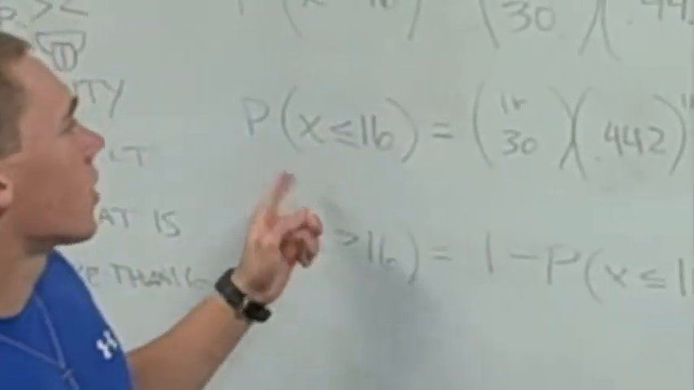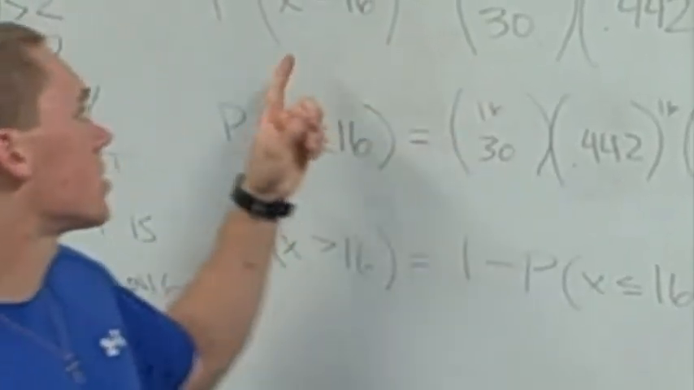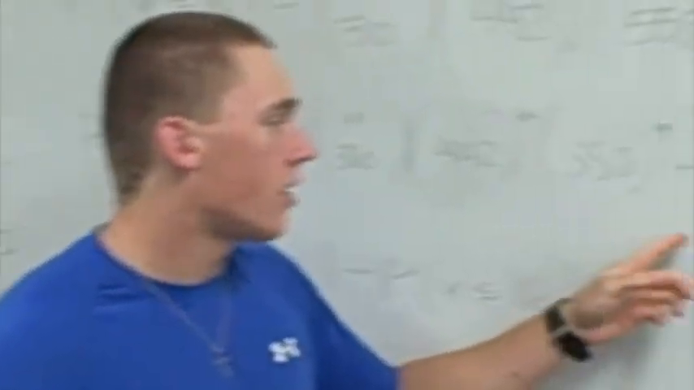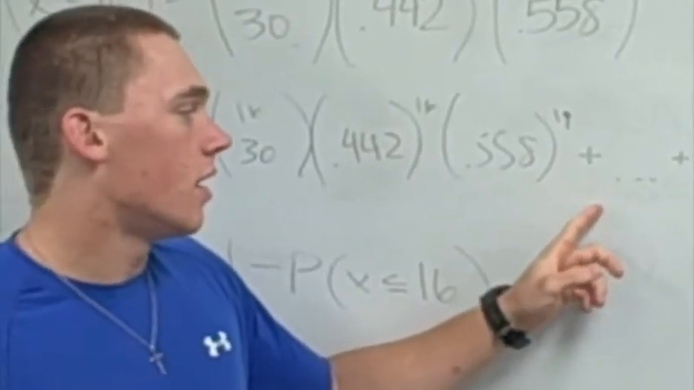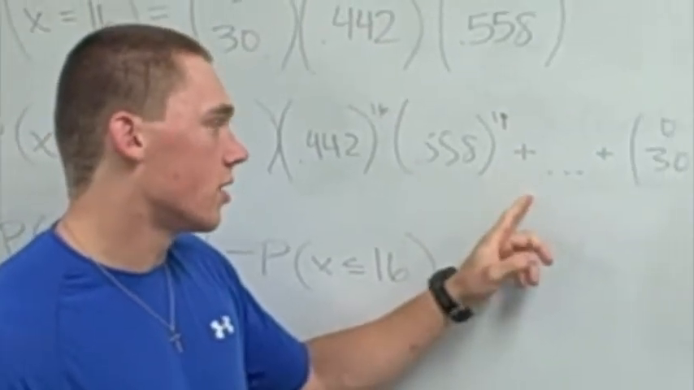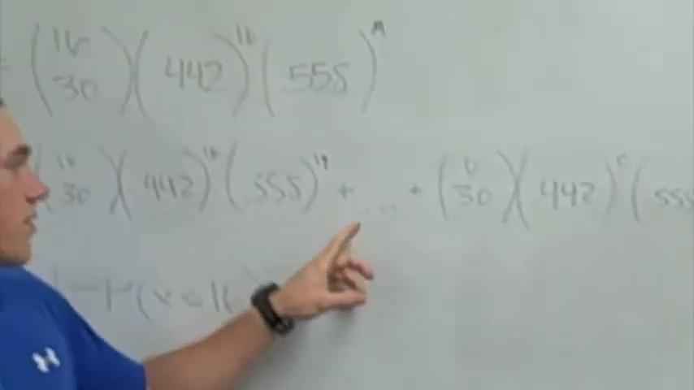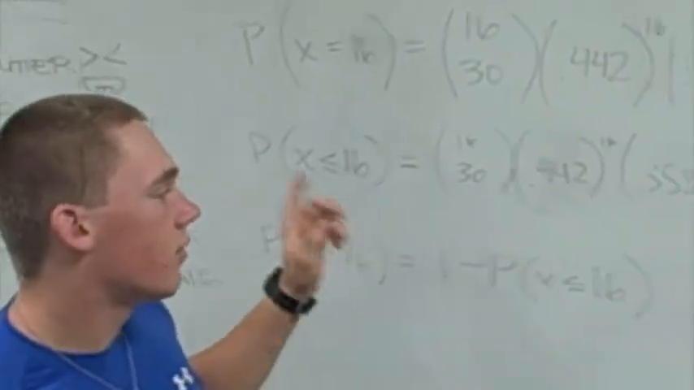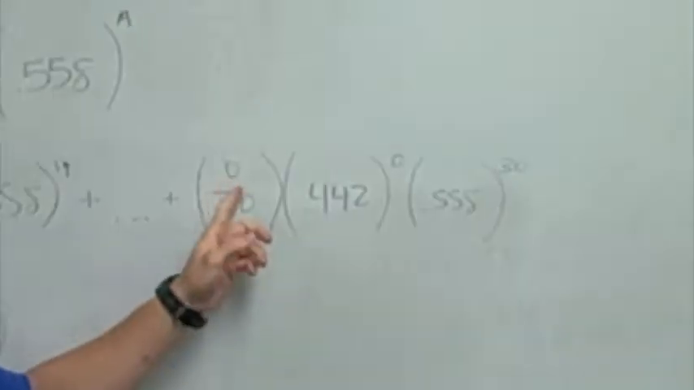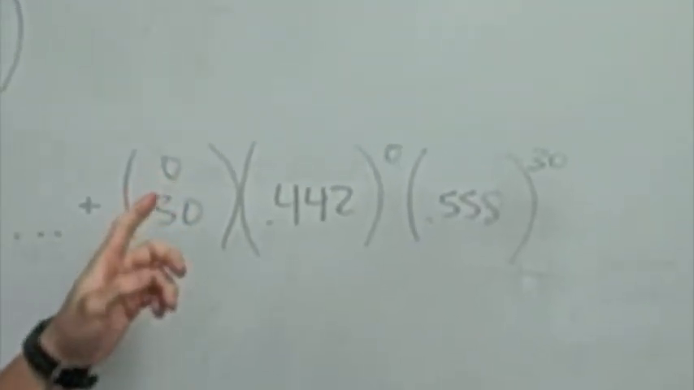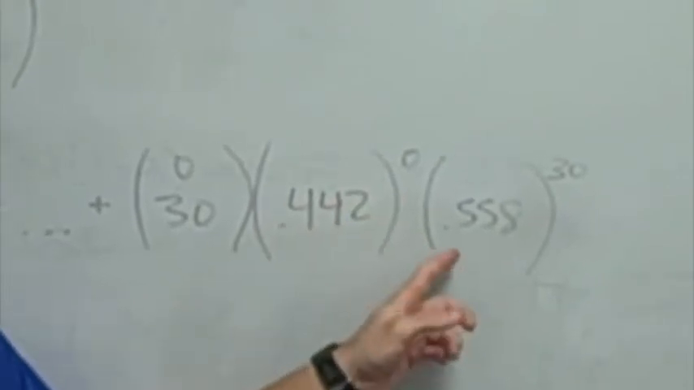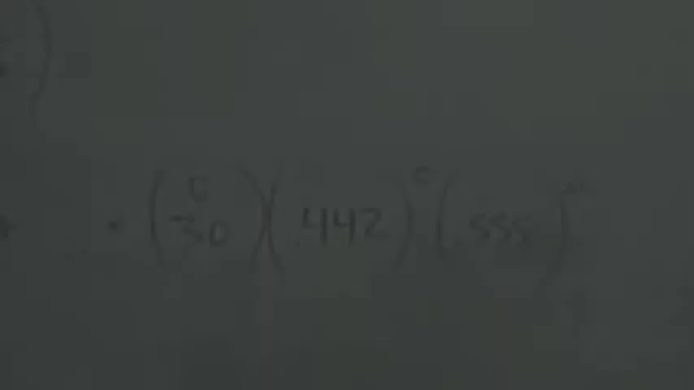Next, we're going to do the probability that Z gets no more than 16 hits in the next 30 at-bats. We take the probability that X equals 16, and add all of the possibilities that are less than 16 all the way down to 0. So this stands for plus the probability that X equals 15, plus the probability that X equals 14, 13, and all the way down to 0, which is 30 choose 0 times 0.442 to the 0 times 0.558 to the 30.